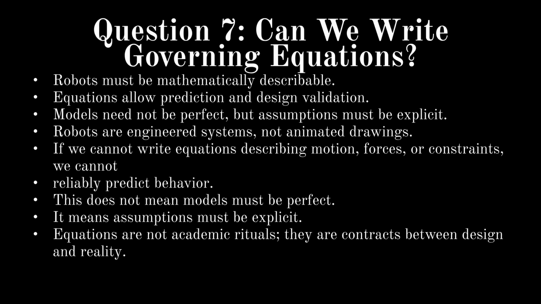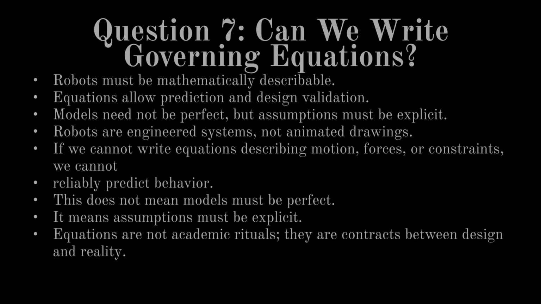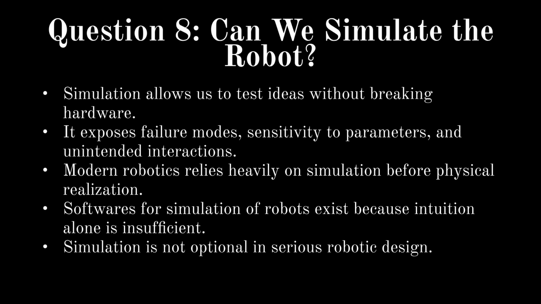Question 7. Can we write governing equations? Robots must be mathematically describable for prediction and design validation. If we cannot write equations, we cannot reliably predict behavior. Equations are contracts between design and reality. Question 8. Can we simulate the robot? Simulation allows us to test ideas, expose failure modes, and assess parameter sensitivity without damaging hardware. Intuition alone is insufficient. Simulation is critical in serious robotic design.